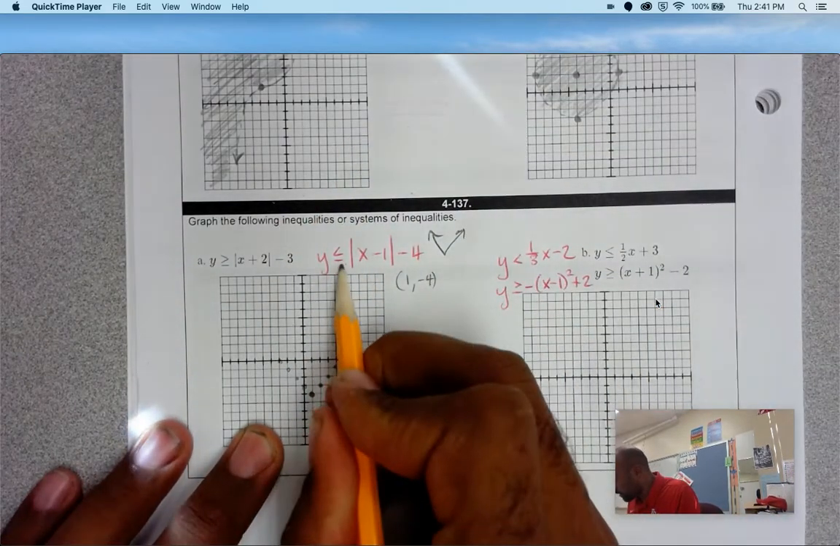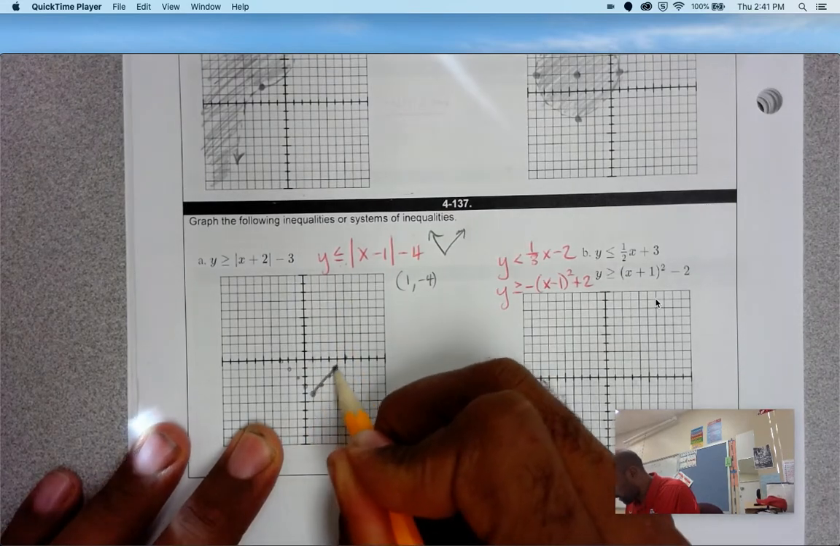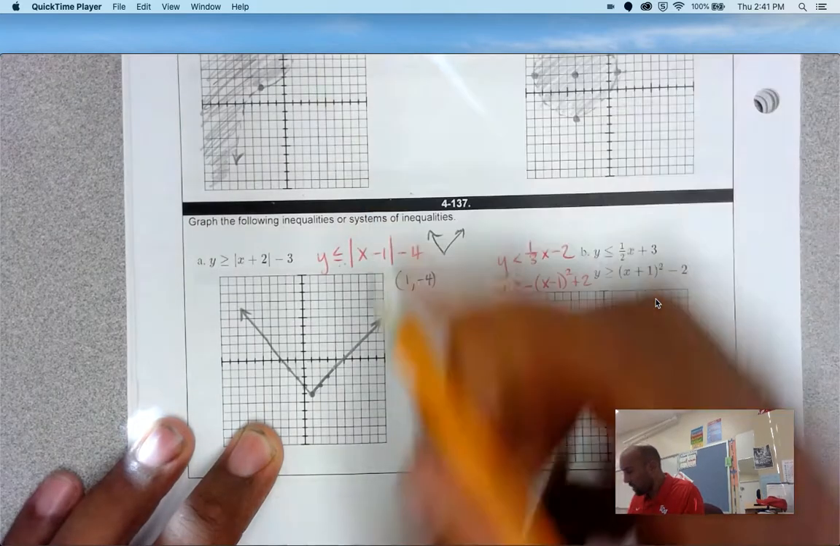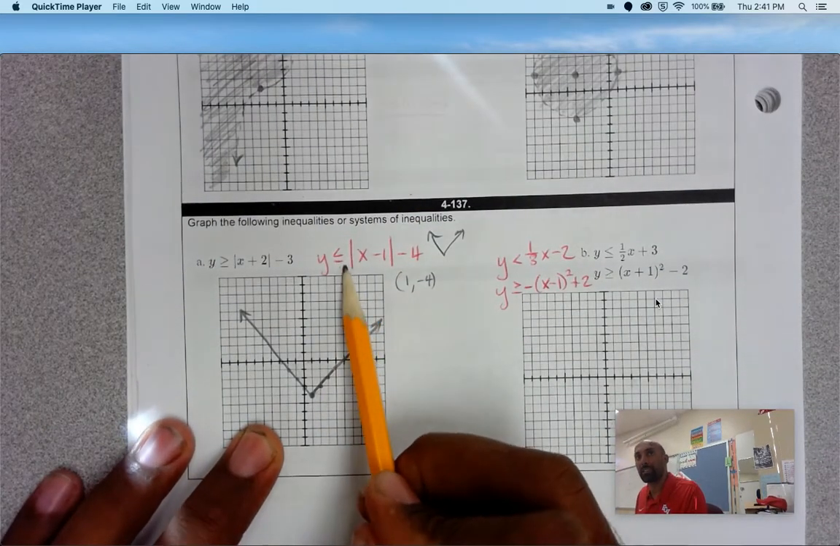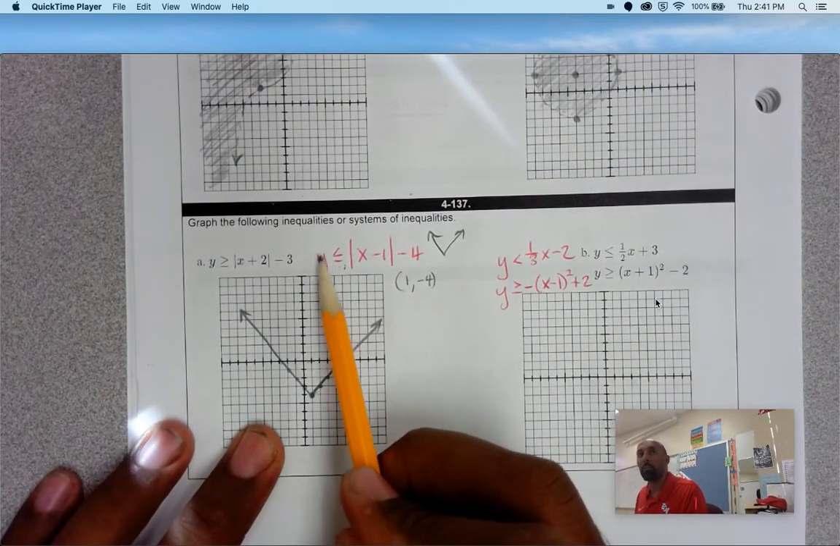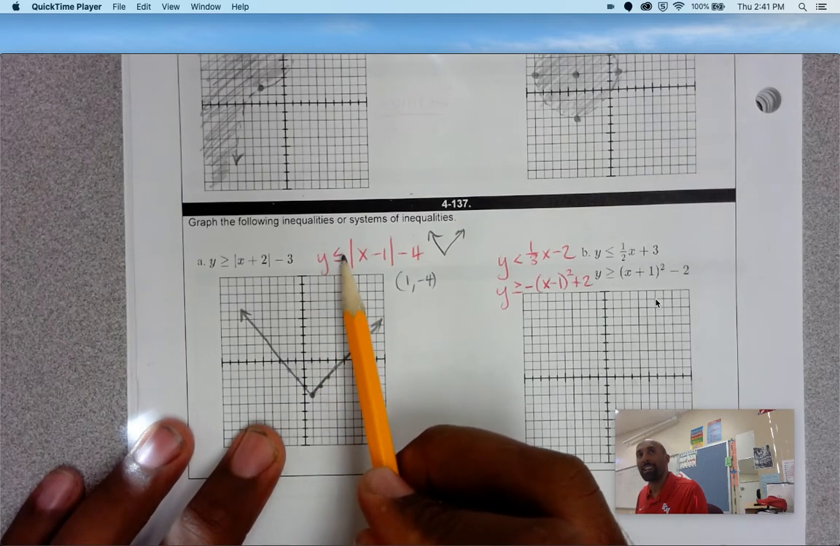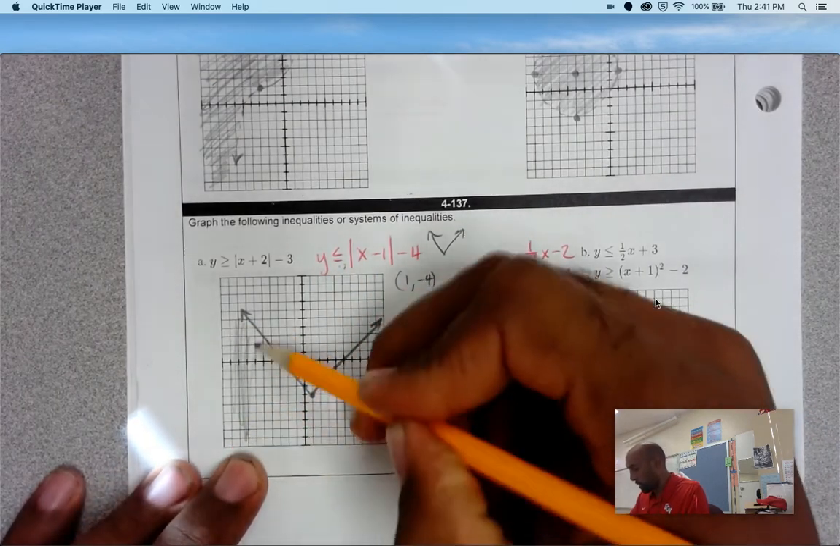Now here it's equal to, so it's a solid line. Remember, after you graph it, you've got two things to think about. Is it a solid or dashed line? And then the last part, do I shade above or below? It says y is less than, so I'm going to shade below.